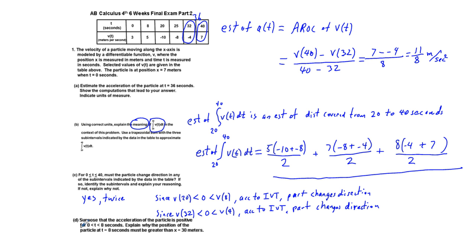Okay, the last part, and this is one that I don't know if anybody got to. Suppose the acceleration of the particle is positive for t between 0 and 8 seconds. Explain why the position of the particle at t equals 8 seconds must be greater than x equals 30 meters. Well, first of all, we know from the text the particle starts at 7 meters when t is equal to 0.